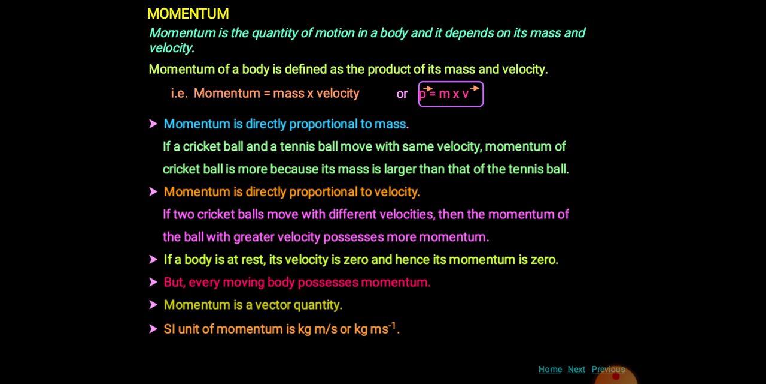If you see the SI unit and CGS unit of momentum, the SI unit of momentum is kg meter per second. Kg is a unit of mass and meter per second is a unit of velocity. The CGS unit of momentum is gram centimeter per second. Gram is a unit of mass and centimeter per second is a unit of velocity. So you have to know both units, SI and CGS.